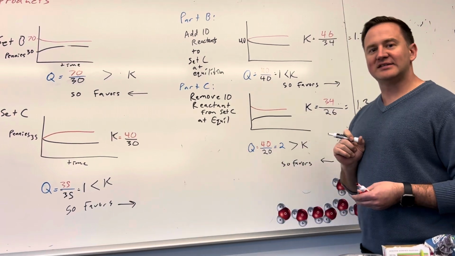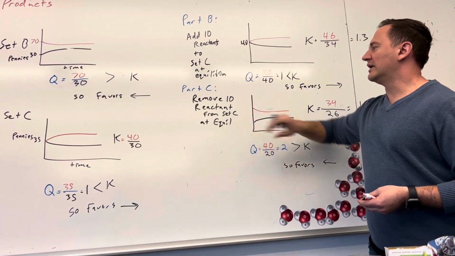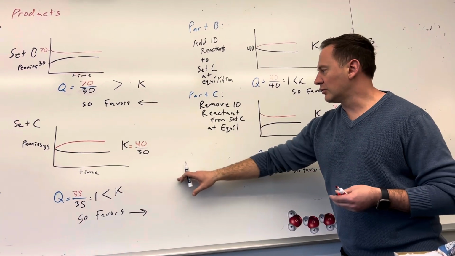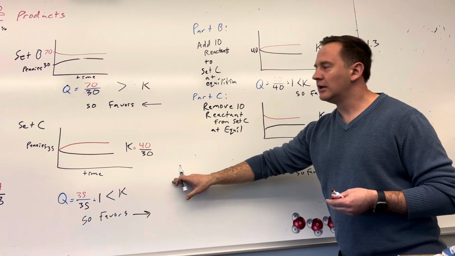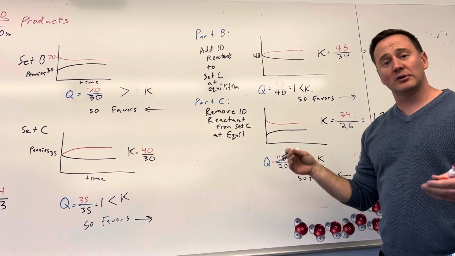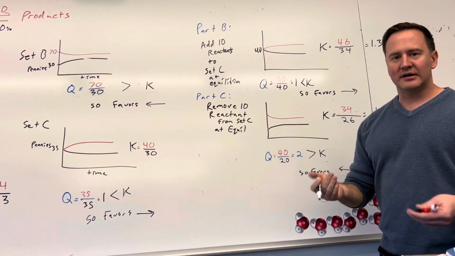Now, the two things I didn't do on here that I want you to think about: I manipulated the amount of reactants in here. So now I want you to do on your own, take our equilibrium established after set C, and then instead of adding 10 reactants, add 10 products and see what happens. Instead of removing 10 reactants, remove 10 products and see what happens.